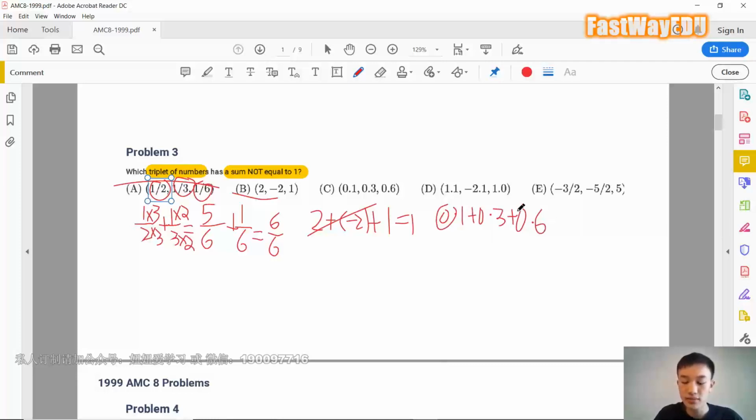That's going to be 10. But adding the decimal, that's also going to be 0.10. Which is also going to be 1. Alright, so C is also out.